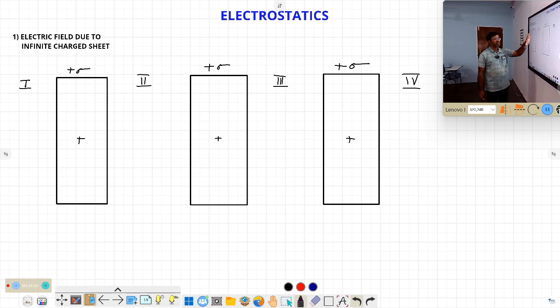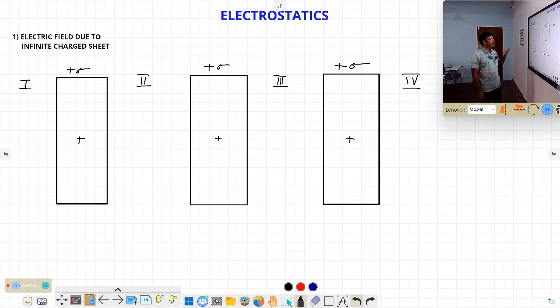I have taken 3 infinitely charged sheets here. They are separated by certain distances. We are not bothering about the distance because the field of an infinite charged sheet is independent of distance. With the 3 sheets we get certain regions: first region, second, third, and fourth region. These plates are given charges, all positive, that means positively charged infinite plates are taken here.